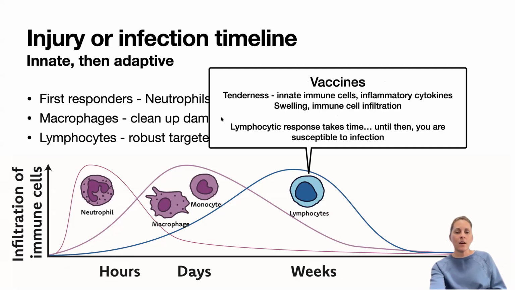And then a reminder that these lymphocytic responses take time. These lymphocytes take a long time to generate that response. And so until they start generating things like antibodies and having that specificity to whatever was just injected, usually some sort of viral particle, you are in fact susceptible to infection. And so that's why physicians recommend that you have a flu shot several weeks before the start of flu season, because it takes time for that immunity to happen.